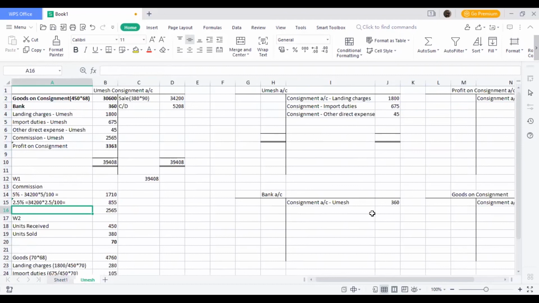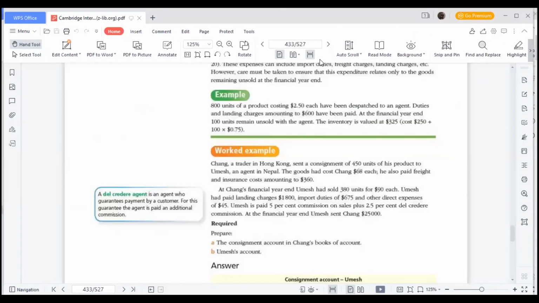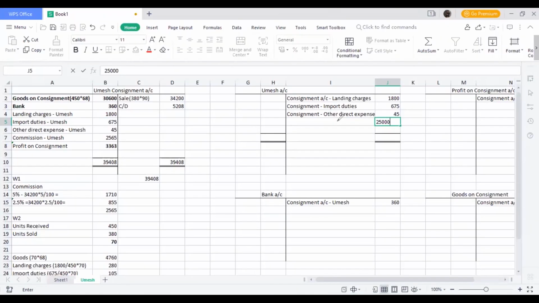Now we are not yet done. There's one more adjustment on this sum, which we forgot to do. So let's look into that adjustment and start doing it. In this adjustment, they also said that Umesh has paid some value to Chang at the end of the year. You can see here, at the financial year end, Umesh sent Chang 25,000. So you can write here Umesh has sent to your bank, most probably 25,000. Here, Umesh made a sale, which I forgot to write. Consignment account sales.